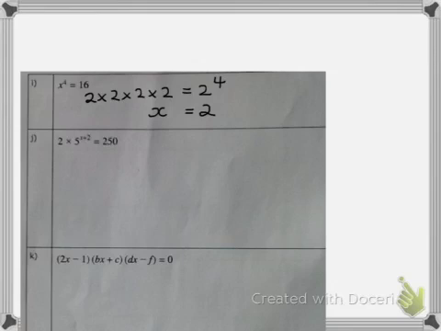For the next one, it's a bit trickier, but we can work with it. All I can think to do is to divide both sides by 2. So I'm going to write this. I'm going to write 5 to the power of x plus 2 equals, I'm going to divide each side by 2. 250 divided by 2 is, I'll write 250 divided by 2. So 5 to the power of x plus 2 equals 125.